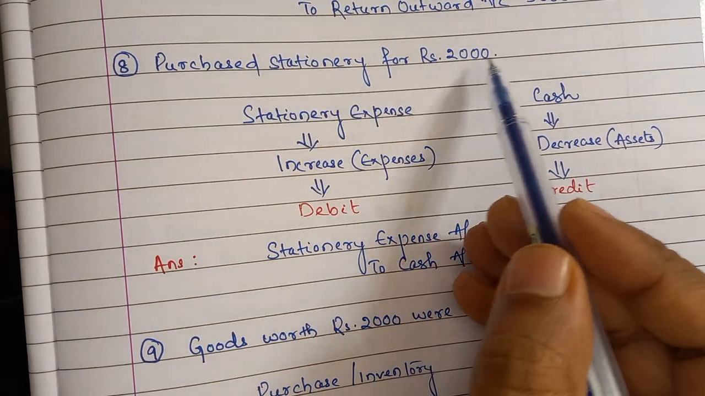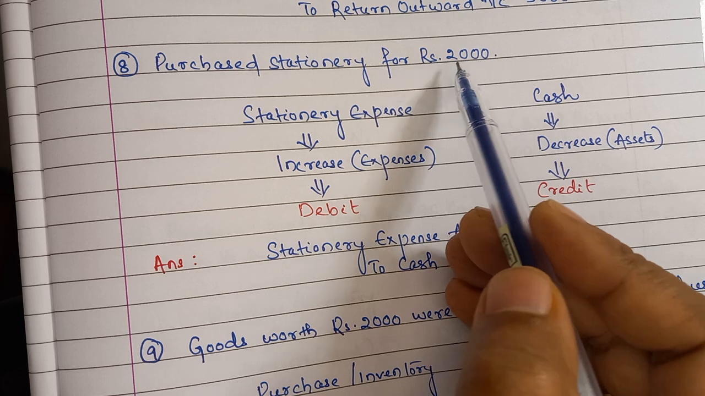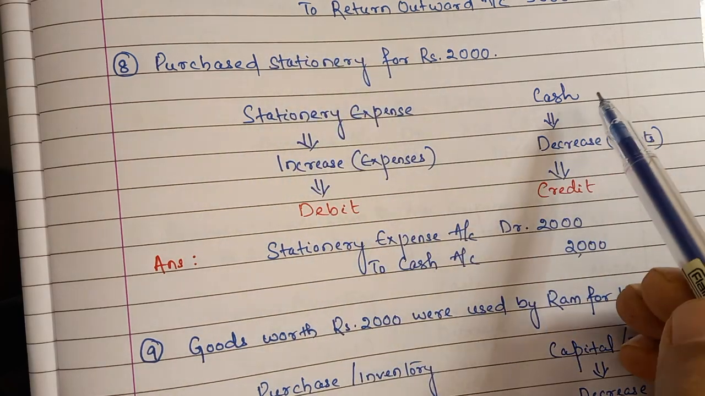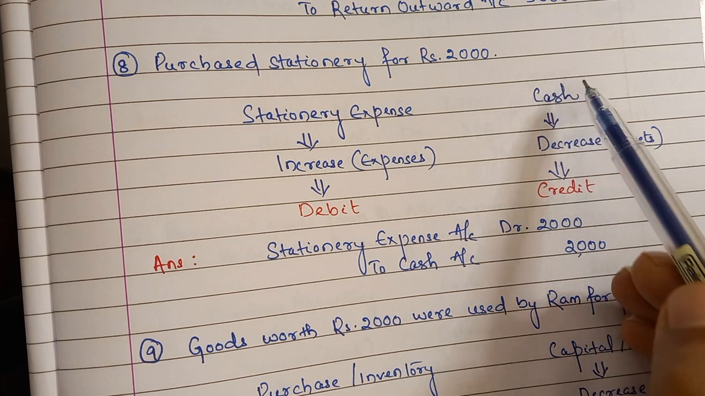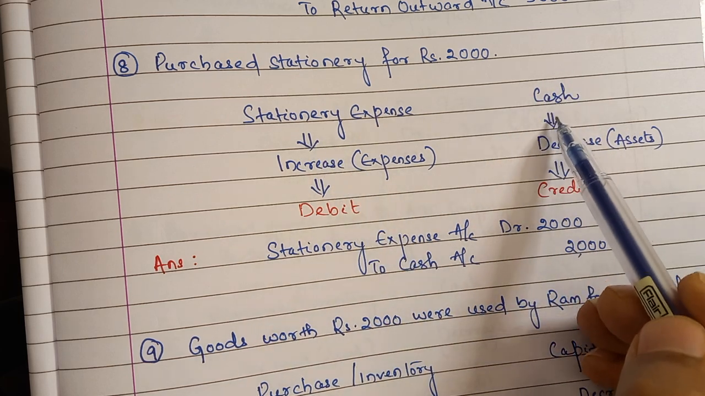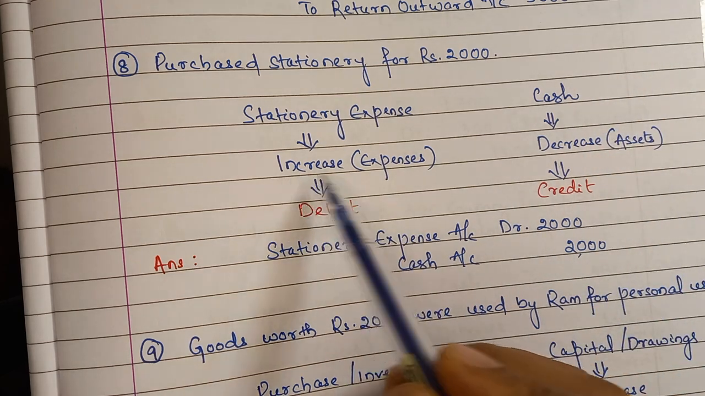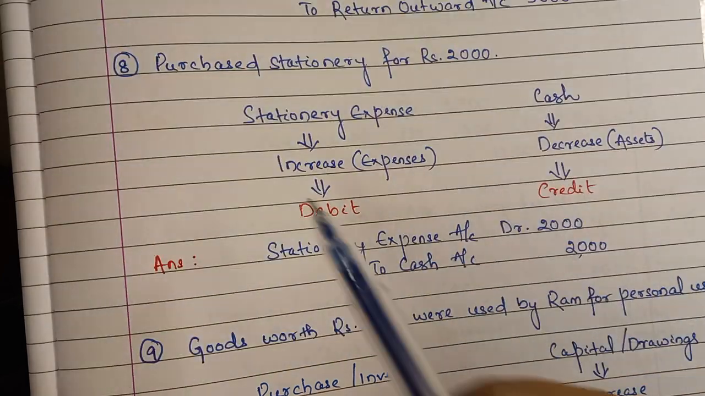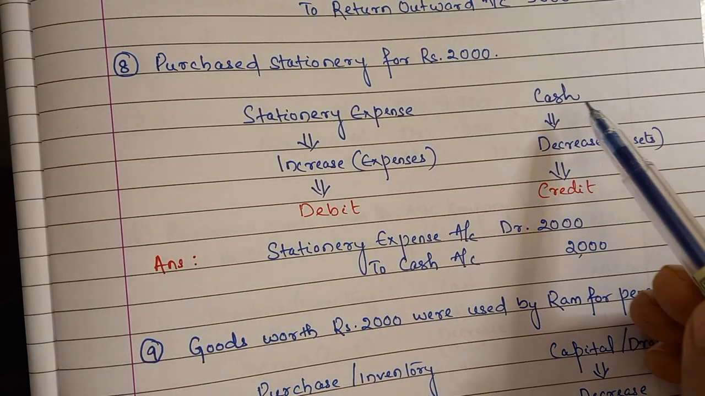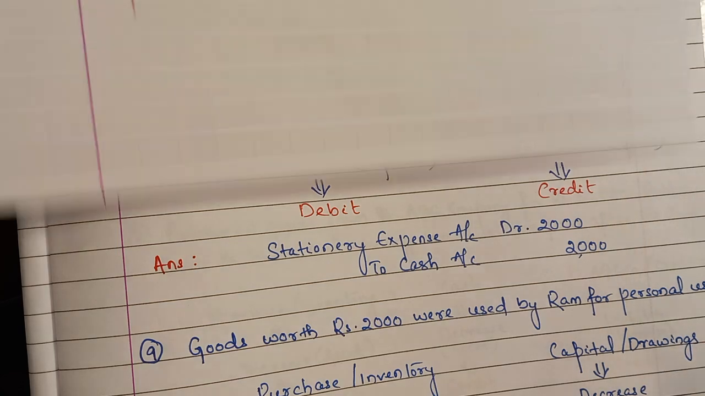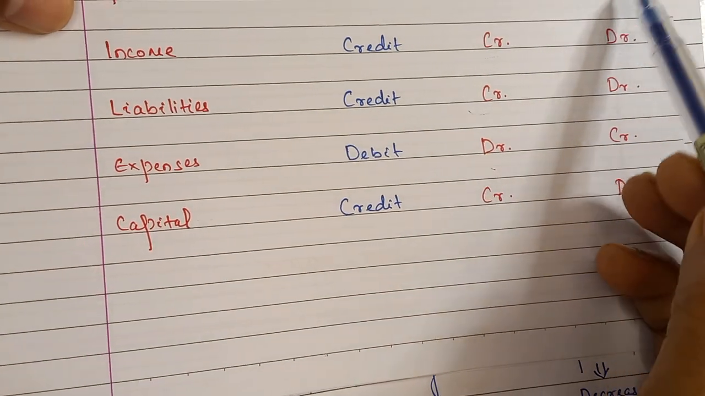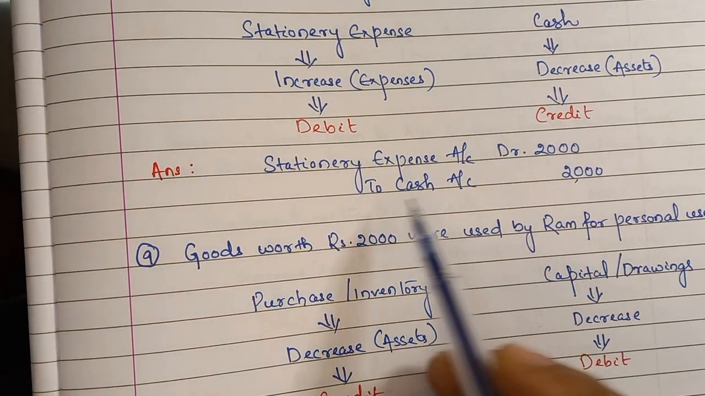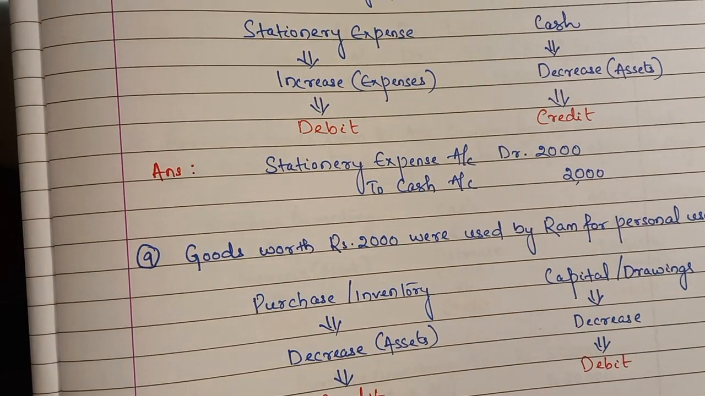Question number 8. Purchase stationery for rupees 2,000. So stationery expenses here, company is incurring expenses on stationery, and what is going out? Cash. Correct? So stationery is increasing and cash is decreasing because you're paying this 2,000 rupees. So increase in expense is debit, right? Expense is always debit balance. Any increase is debit. So here stationery expense is debit and cash goes out, which is an asset. And assets, whenever there is a decrease, it's always credit, right? So what will the final entry be? Stationery expense account debit rupees 2000 to cash rupees 2000.